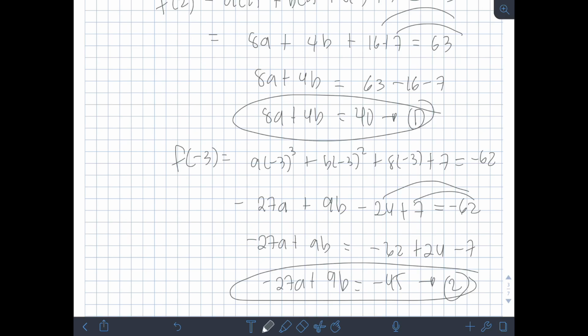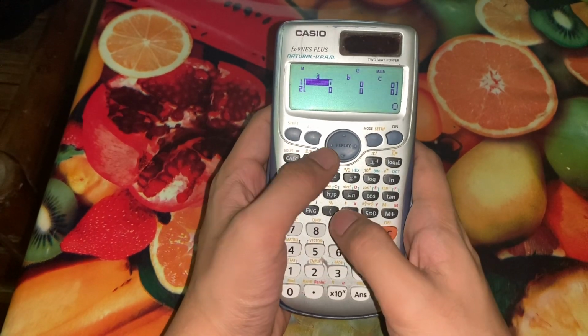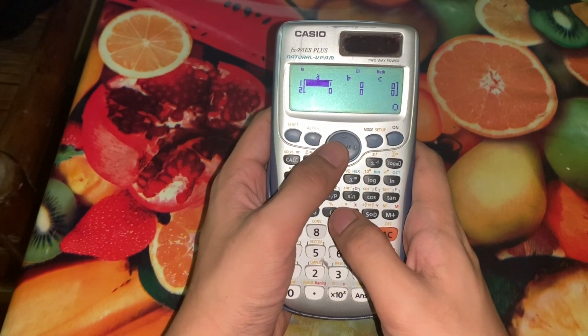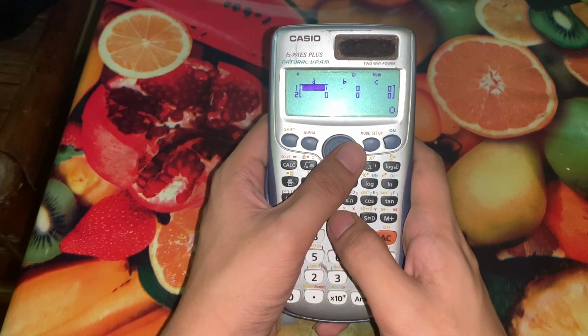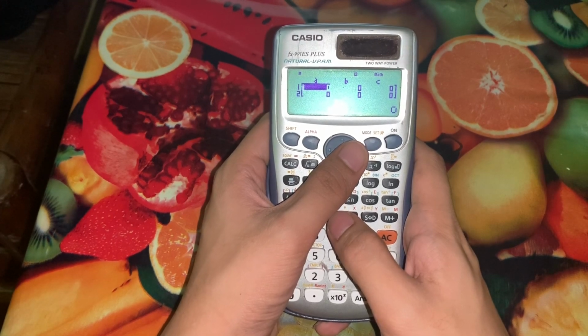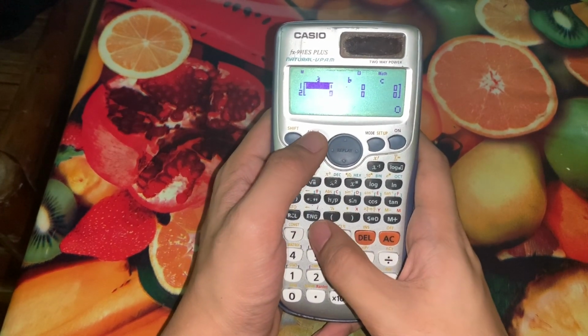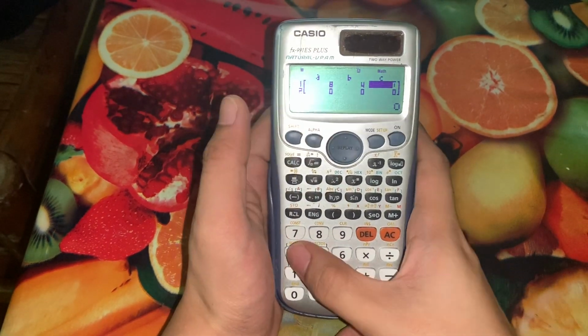Okay? Okay, dun ulit tayo sa mode 5.1. And then, input natin yung numerical coefficient saka constant ng dalawang equation. Sa equation 1, we have 8a plus 4b equals 40. So, assume natin na yung x ay a tapos b ay y. So, therefore, we have for a, 8, for b, 4, and then for the constant, 40.